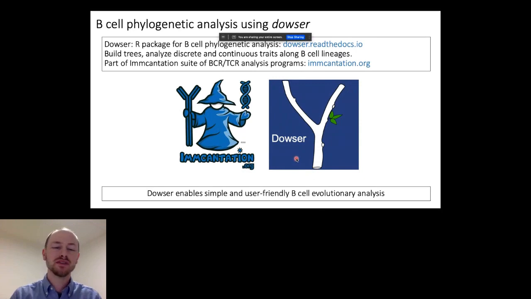better. And this is, of course, part of the Immcantation suite of BCR and TCR analysis programs, which allows you to start from raw data off of your sequencer and go all the way to analyzing your data, getting results, and making figures. So if you're interested in doing BCR and TCR analysis, check out immcantation.org. We have a lot of documentation for our packages as well as tutorials.